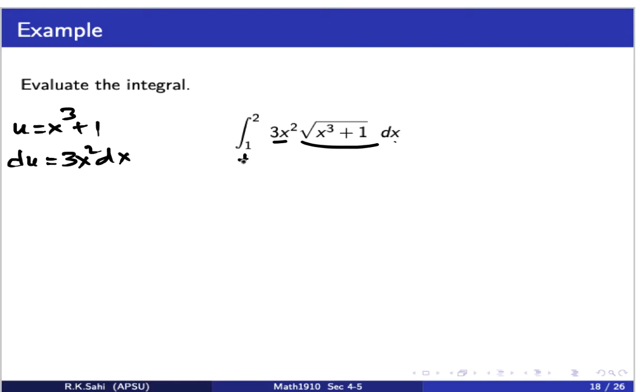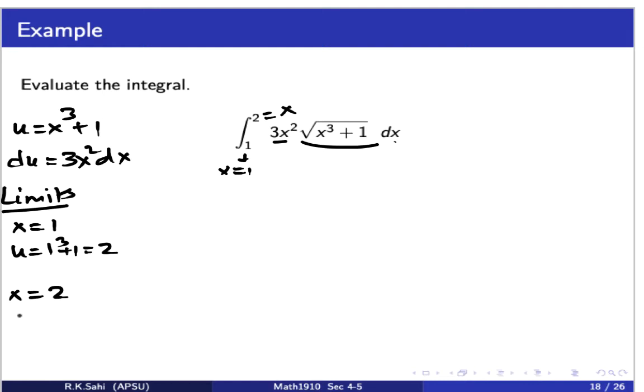This one, guys, is x equals 1. This is x equals 2. We have to change the limits also. Now the limits would be for the variable u, remember. So in the original problem, when x was 1, what was my u? u was 1 cubed plus 1, which is 2. When my x is 2, what is my u? My u is going to be 2 cubed plus 1, which is 9.